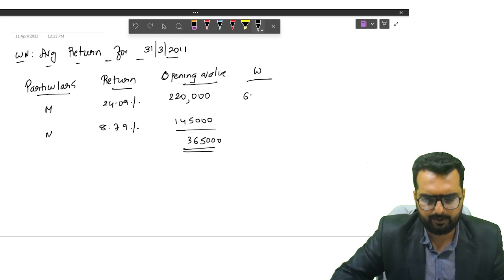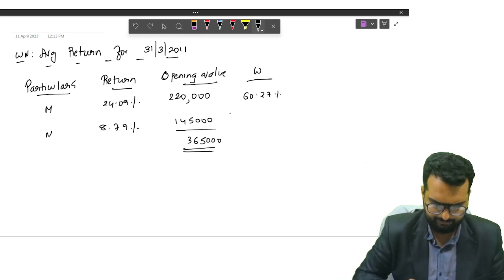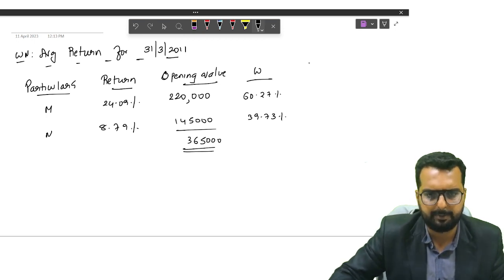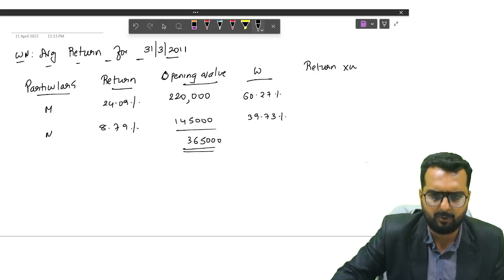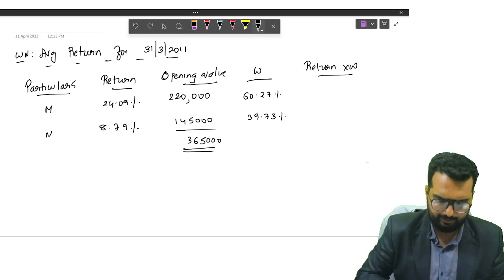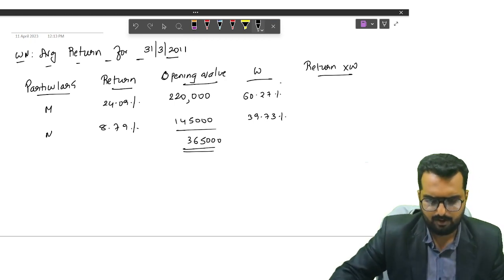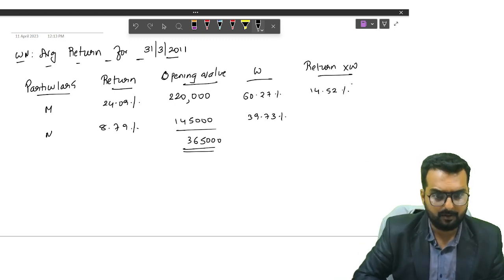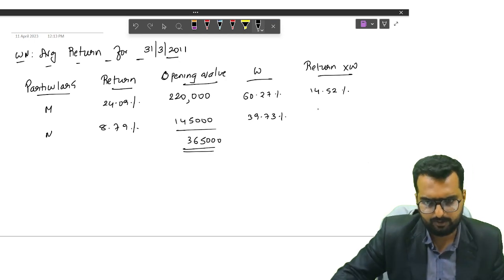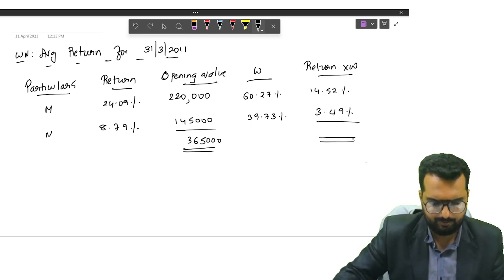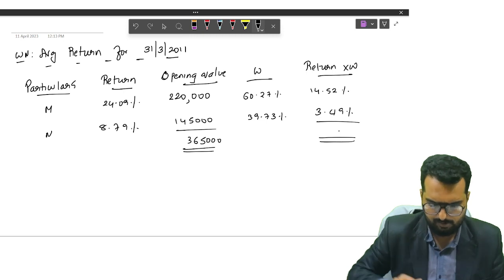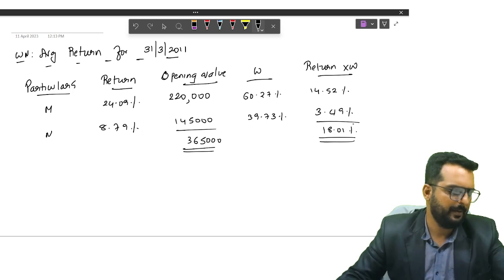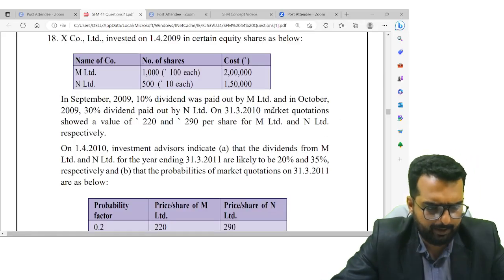What is the weight you will get over here? 60.27%. The other one is 39.73%. So based on this, we can now go and work out the return into weight. 14.52%, 3.49%. All right. You get the answer as 18.01%. All right, friends. So we are done with this requirement also.